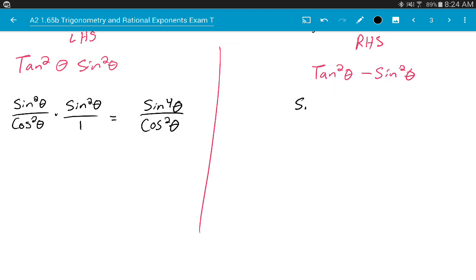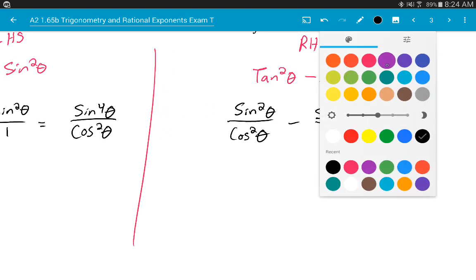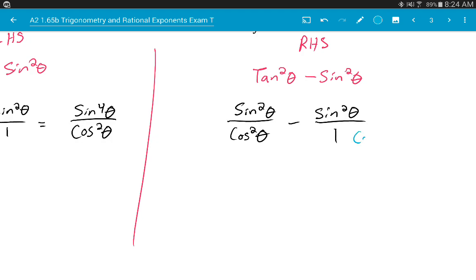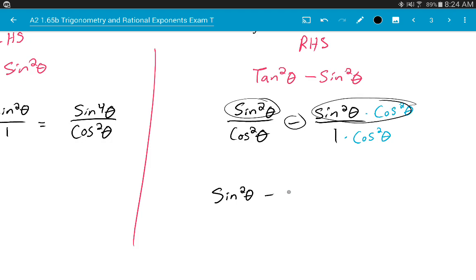I'm going to turn tan squared into, like I said before, sine squared over cos squared minus sine squared theta over 1. I can't subtract fractions unless they have the same denominator, so what I'm going to do is multiply by cosine squared theta on both the top and the bottom. Now that they have the same denominator, I can smush it together. So I'm going to get sine squared theta minus sine squared theta cos squared theta, all over cos squared theta.